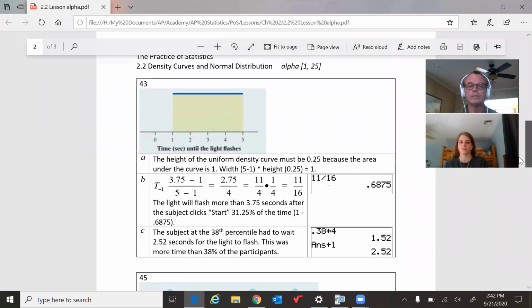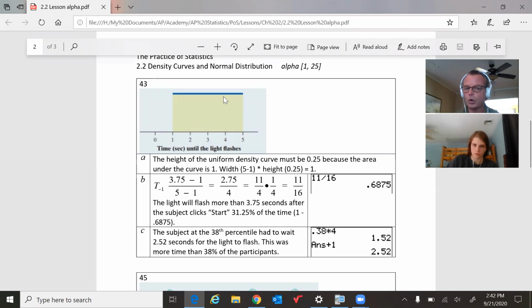For 43, here's the picture in the book. And what do you have? All of the events in here are equally likely to occur. The word problem isn't important, but it happens at random. So everything between 1 and 5 seconds is equally likely to occur.